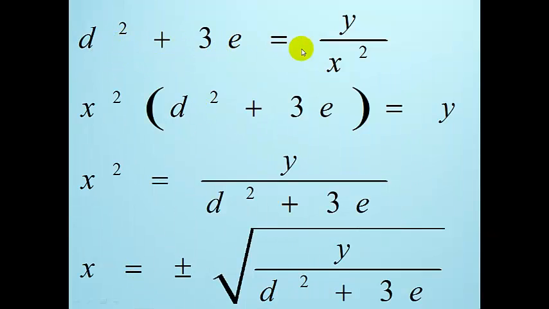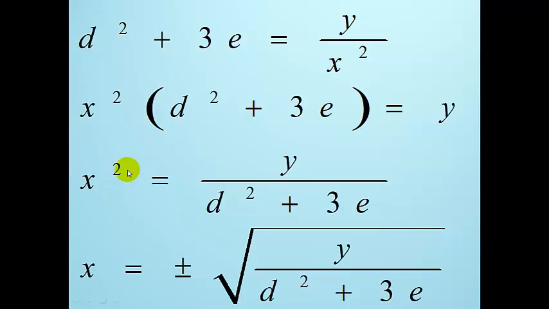And so we have d square plus 3e equals y over x square. Now let's cross multiply. So x square multiplies d square plus 3e, and that is how come we have x square times d square plus 3e is equal to the numerator y. Now we are making x the subject. So first we divide through by d square plus 3e, both the left hand side and the right hand side. When we divide the left hand side by d square plus 3e, we have x square. And when we divide the right hand side by d square plus 3e, we have y over d square plus 3e. Now take note that we are making x the subject, not x square.